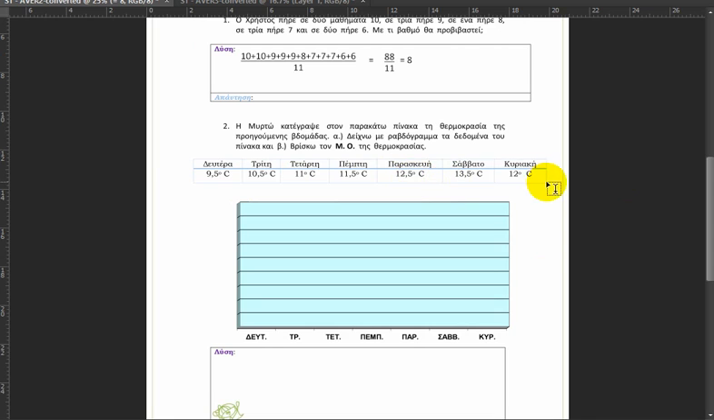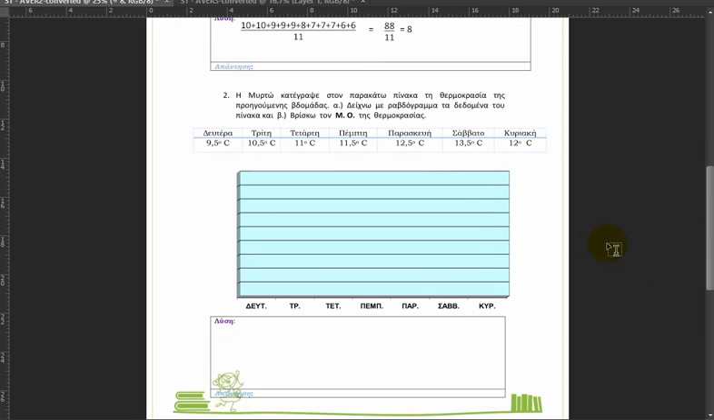here we have some temperatures, the temperatures of a week. We want to place them on the bar chart, and then we want to find the average. So let's place them on the bar chart. So the top temperature is how much? 13 and a half. So let's say 14.